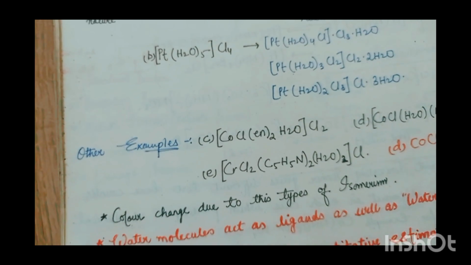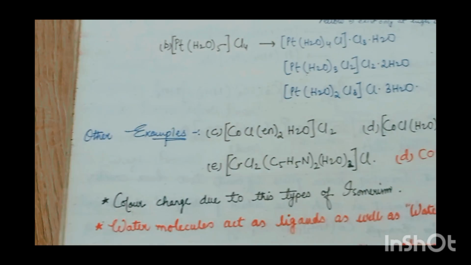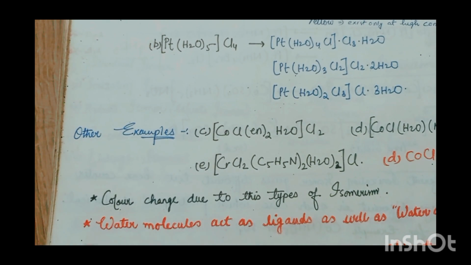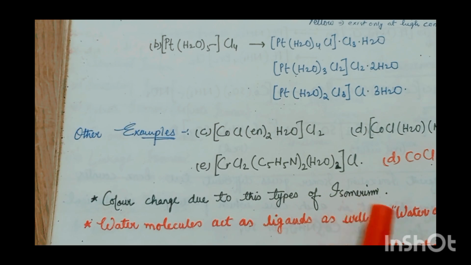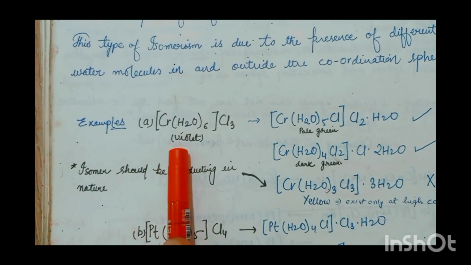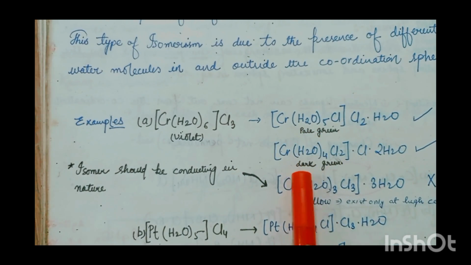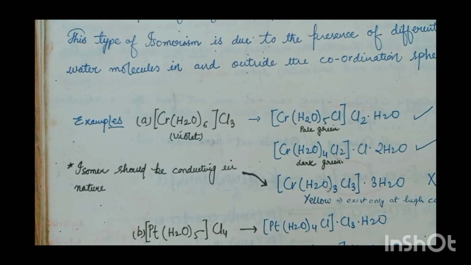And one important point that I introduced you while taking the example, color change due to this type of isomerism is observed. Okay. Here you can see violet color, pale green color, and the dark color.